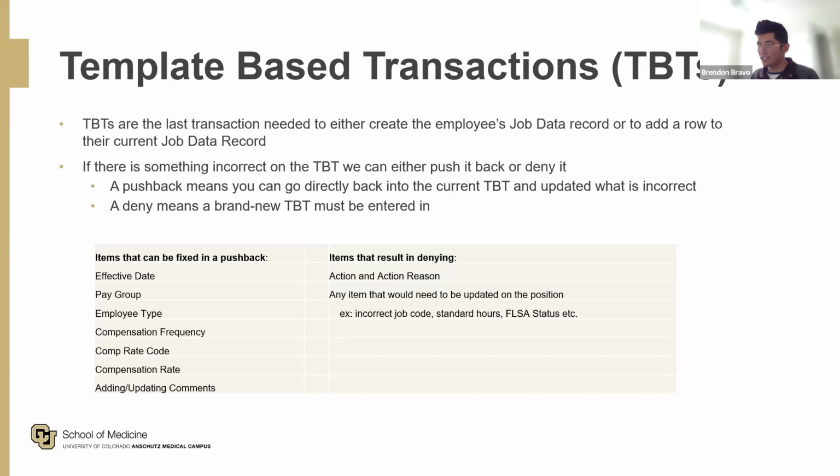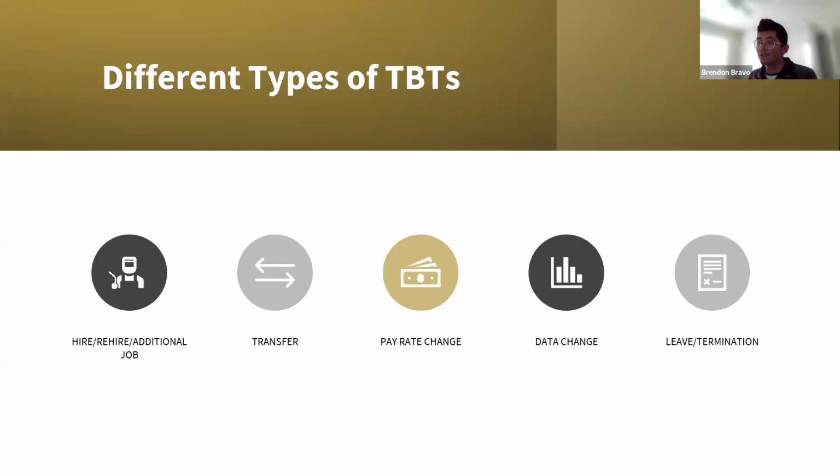I did just mention action and action reason. First, sorry, there are different types of TBTs. We have hire, rehire, additional job, transfer, pay rate change, data change, leave, and termination. Myself or Alicia approve most of the first four, and then leave and termination rows get approved by central HR. What I will focus on next is the different action reasons for each of these four different types of TBT.